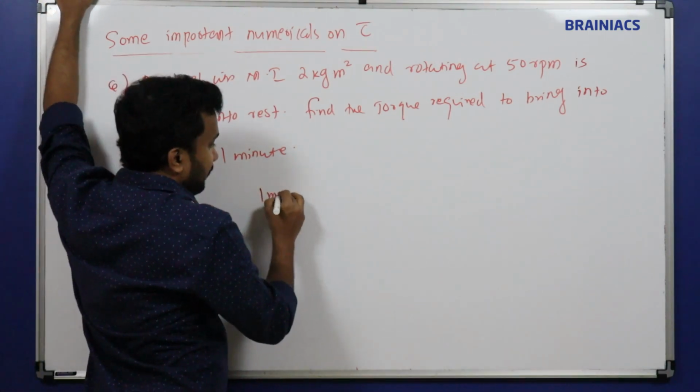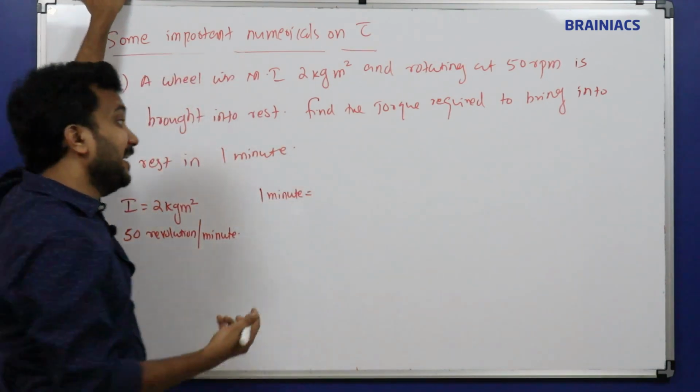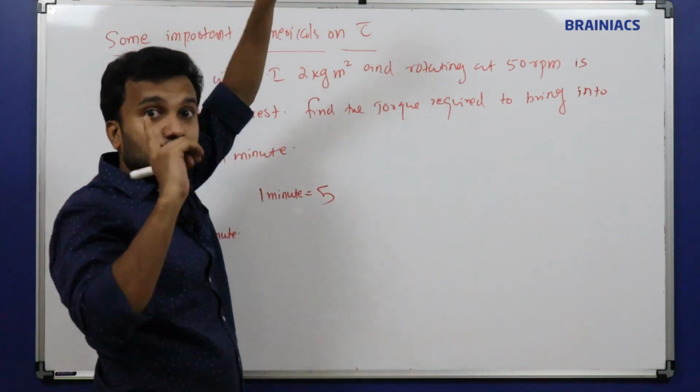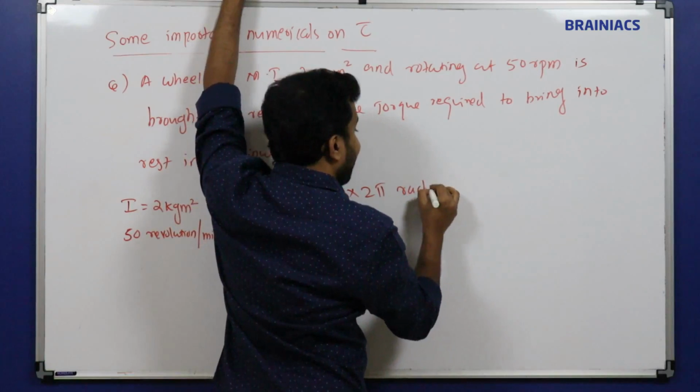So in 1 minute 50 revolutions. 50 revolutions means how many radians? 1 revolution is 2 pi radians. So 50 revolutions is 50 into 2 pi radians.